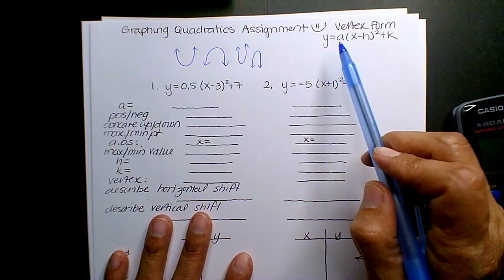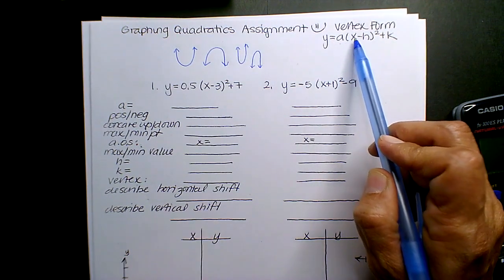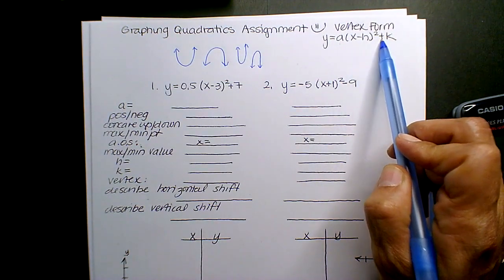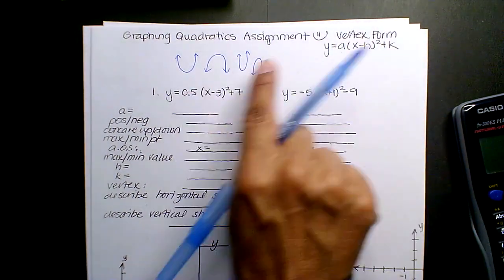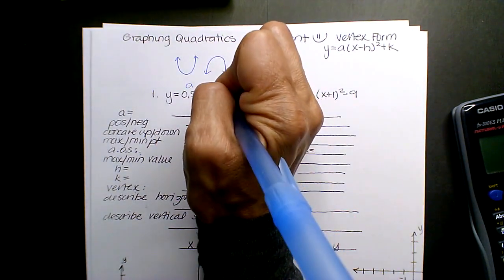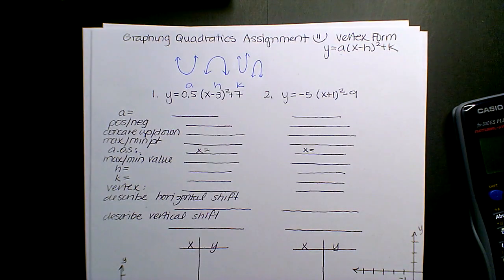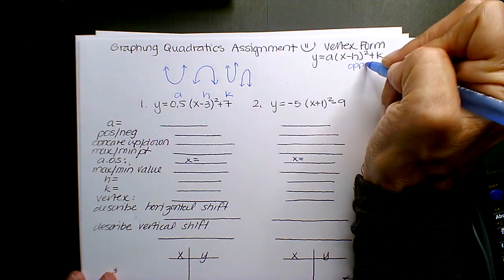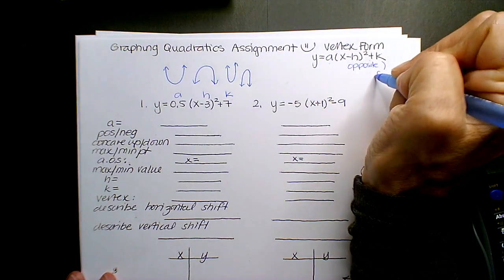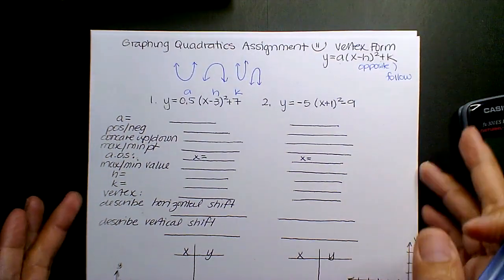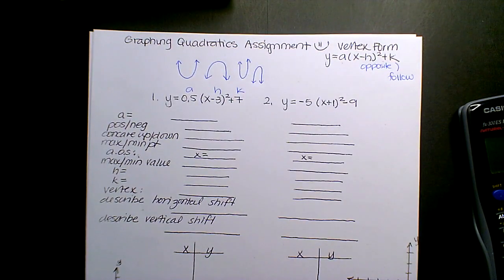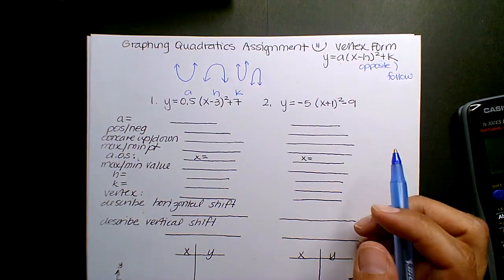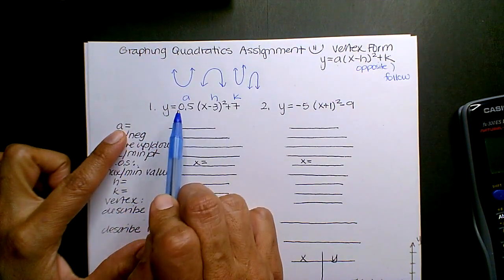Your form is y equals a(x minus h) quantity squared plus k. Okay, so if I match it up, this would be the a, this would be the h, and this would be the k, correct? Yes. Okay, you're always going to go opposite h, and you're always going to follow k, meaning what you see visually. Opposite h, follow k. I think it sounded weird saying that. Opposite h, follow k.